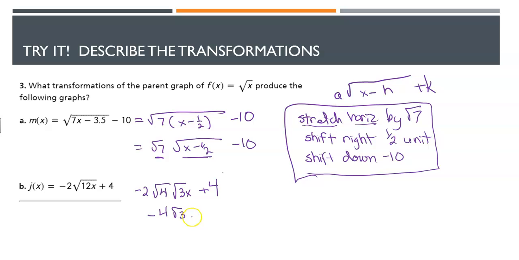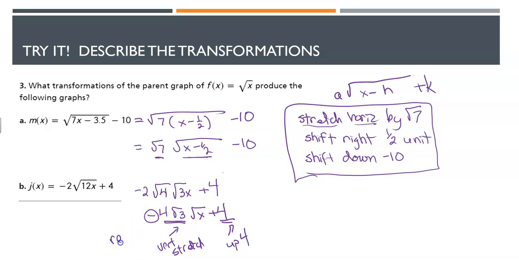And I'm going to actually separate that out a little bit too, just to look at it a little differently. So here's my parent function, the square root of x. And what have I done to it? Well, I've multiplied it by a number bigger than 1. So that gives me that vertical stretch. And then I'm not adding anything to it, so I'm not going left or right, but I am shifting it up 4 units.